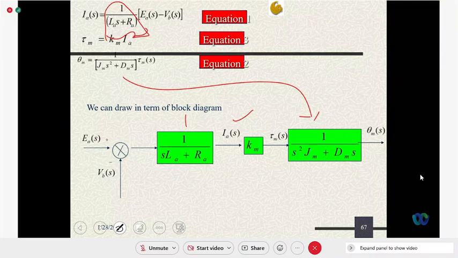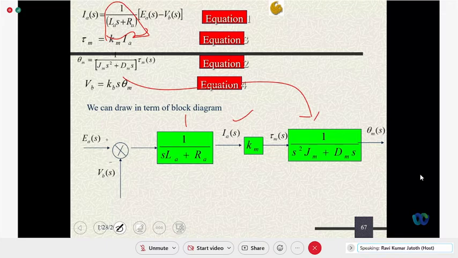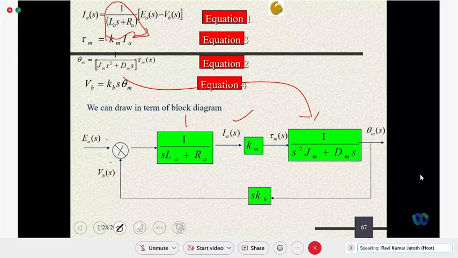Then one more equation, that is VB is equal to KB S theta m. So when there is an angular displacement resulting in angular velocity, the back EMF is proportional to velocity. So the relationship of theta m and VB is KB S. Okay, this is called the block diagram of a DC motor.